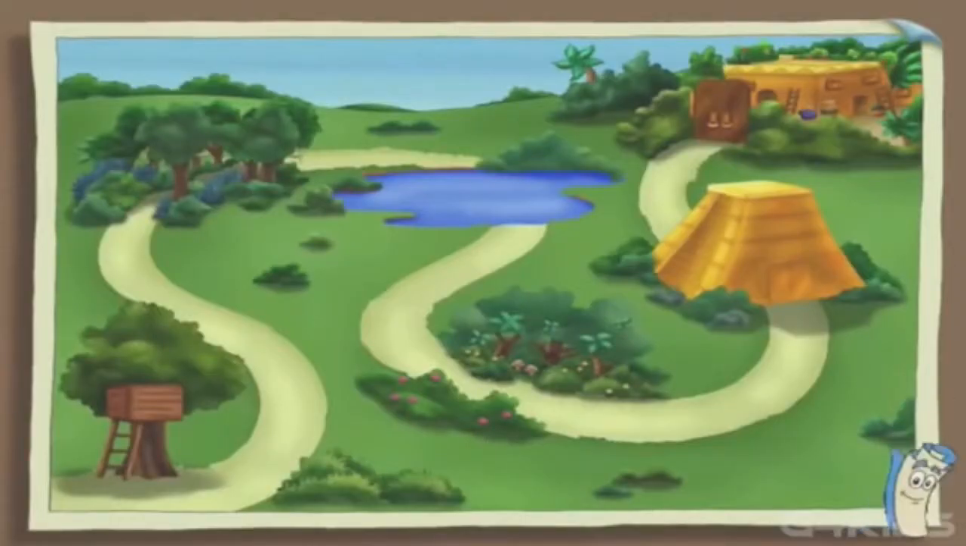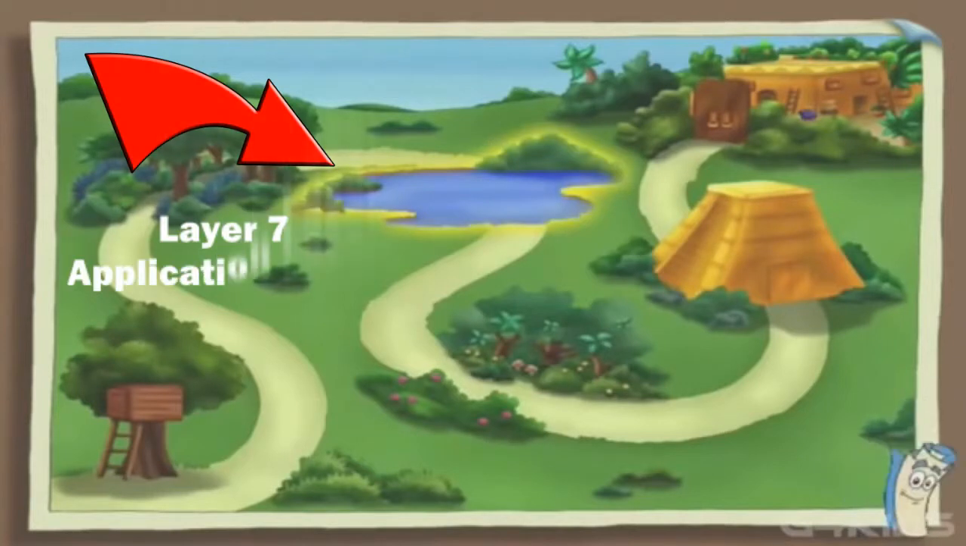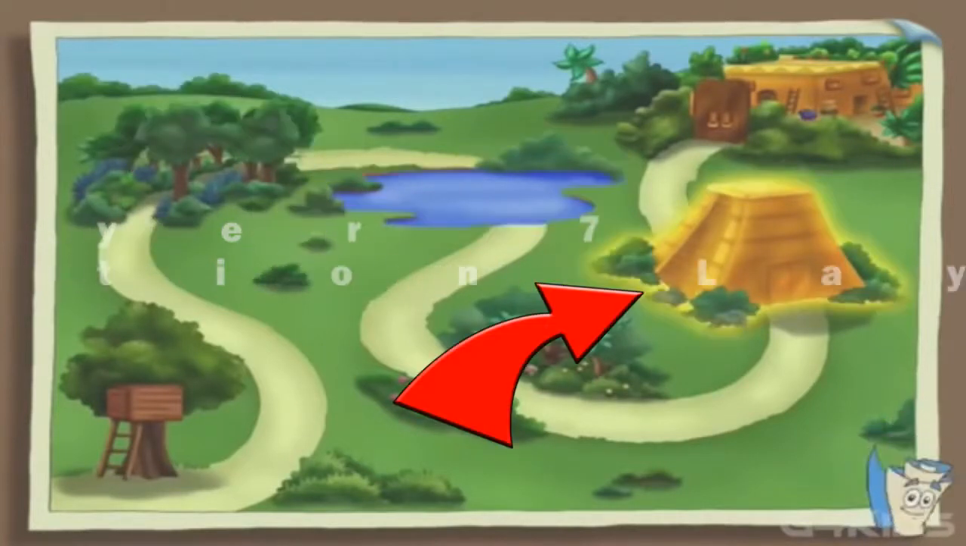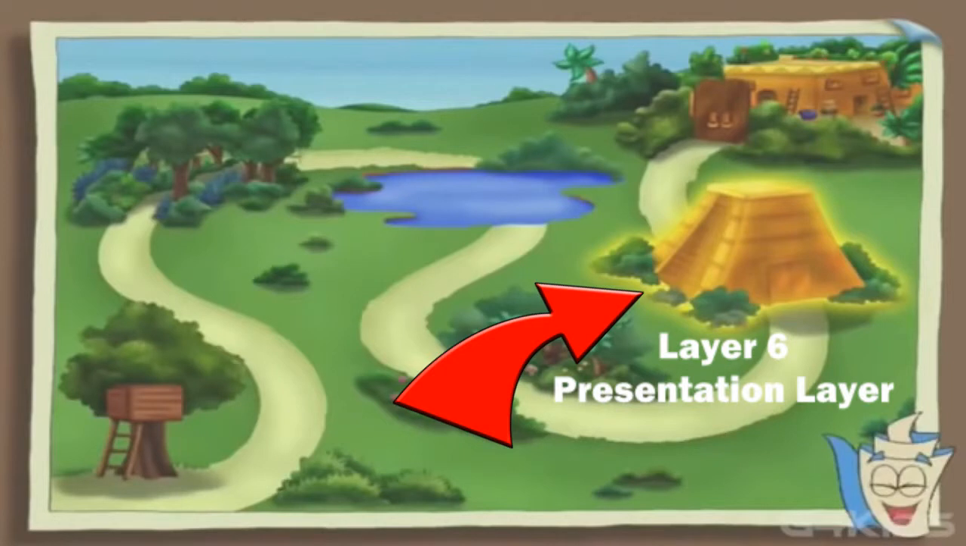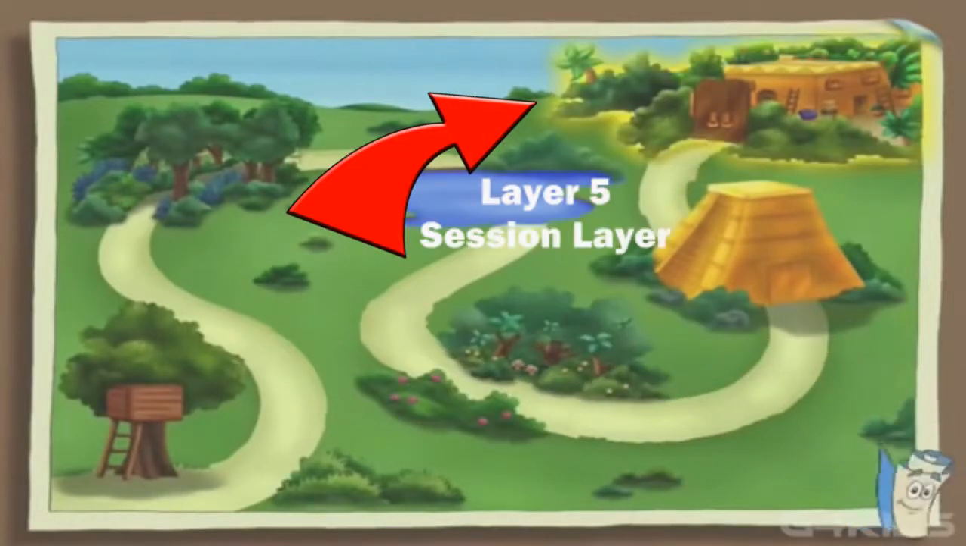Here are the first 3 layers. Layer 7 is the application layer. Layer 6 is the presentation layer. Layer 5 is the session layer.